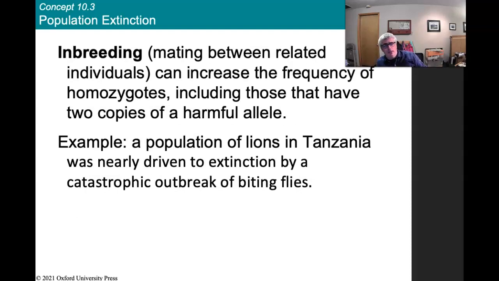Inbreeding is the mating between related individuals. That can increase the frequency of homozygotes, including those that have 2 copies of a harmful allele. There's an example of lions that were nearly driven to extinction by an outbreak of biting flies. So it's reducing genetic diversity and increasing the chance of having 2 recessive genes matched that would have a negative impact.